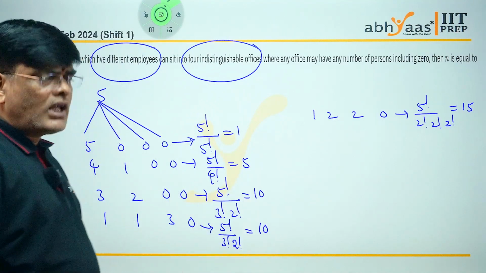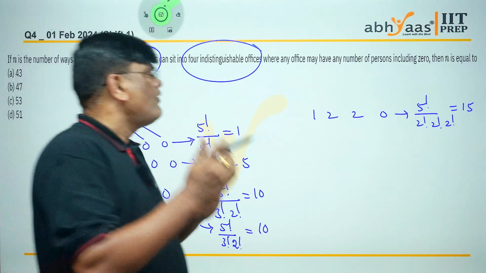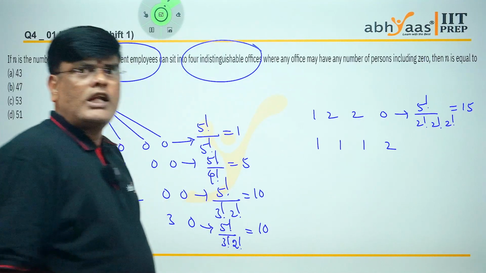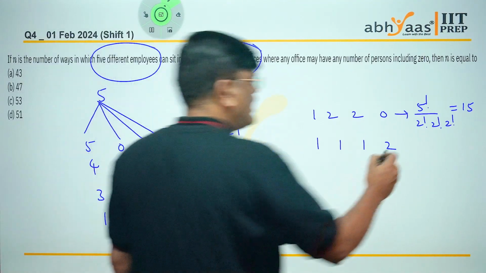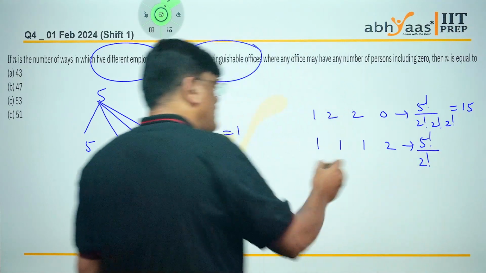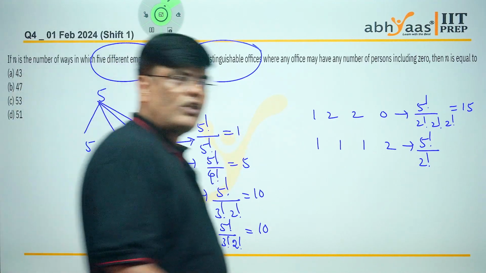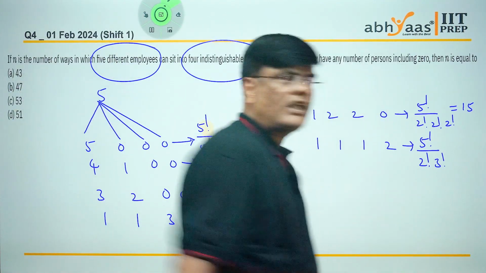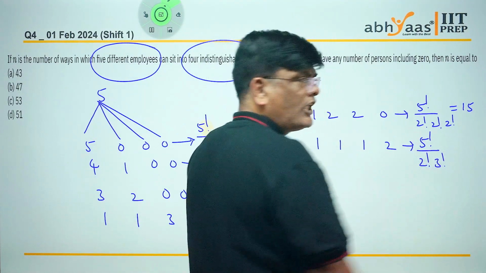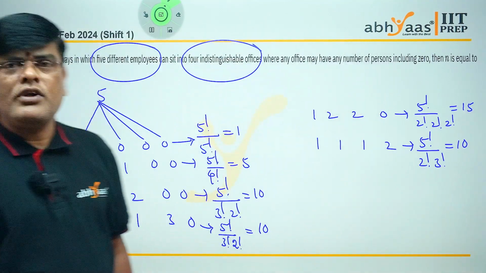Next, now I am taking no office with 0 employees. That means we can take 1, 1, 1, 2. Now in this case, how many arrangements can we get? 5 factorial by 2 factorial, and here the employees in the three offices are the same, repeated thrice, so 3 factorial. So 5 factorial, 120 by 12, it is 10. These are the final ways.